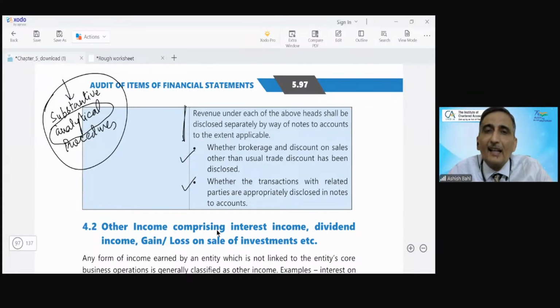Say like the kind of example we had taken, instead of one fixed deposit, the company may have made two fixed deposits, say one of 40 lakhs and one of 10 lakhs. And they may have recorded interest on 40 lakhs in the statement of profit and loss, but they may have omitted to record interest on the fixed deposit of rupees 10 lakh. So it means that complete interest has not been recorded, which was required to be recorded.